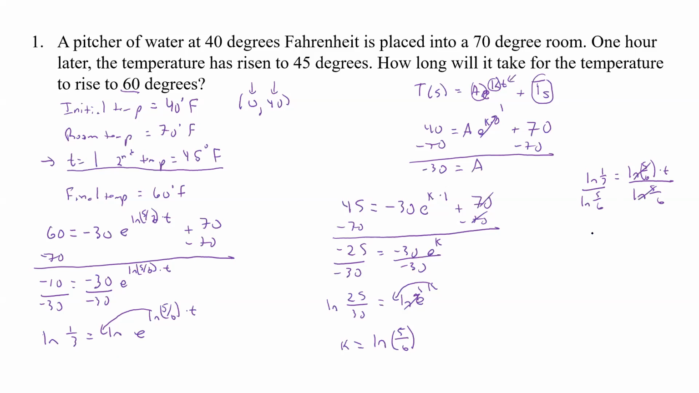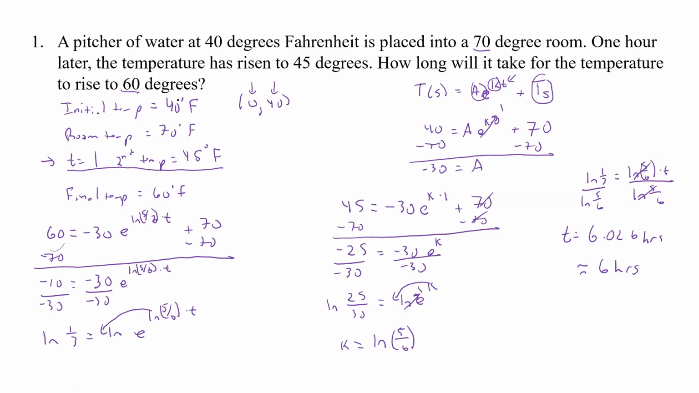So that's gone, and we get t equals, now we just plug this into our calculator, which is very easy. Just take ln of 1 over 3 divided by ln of 5 over 6. And what that gives us is t is equal to 6.026, and this is in hours. So approximately 6 hours is how long it will take for the initial temperature of 40 degrees to rise to 60 degrees, with the room temperature being 70.